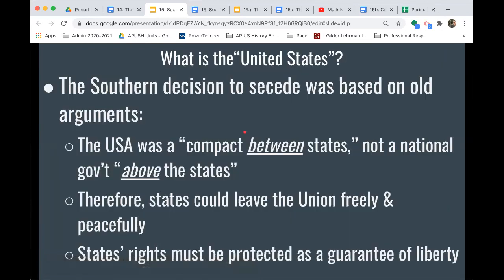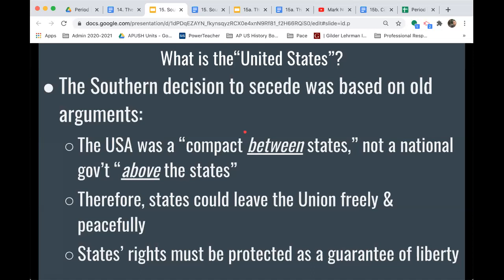So why? How do they justify this constitutionally speaking? The Southern decision to secede was based on arguments that you are already familiar with from class. Their argument is going to be back to that compact versus contract theory we talked about as early as the Virginia-Kentucky resolutions under the Adams presidency because of the Alien and Sedition Acts. Their argument, constitutionally speaking, is going to be that the U.S. is a compact, an agreement of states that have come together as independent states.